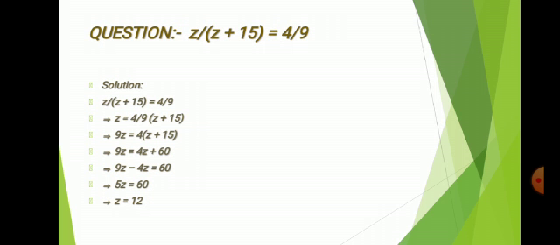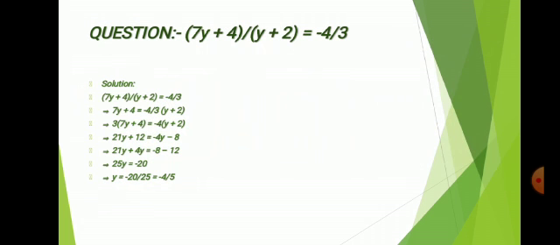Now variable terms on the one side and the constant terms on the right hand side. 9z minus 4z is equal to 60. 5z is equal to 60. Now z is equal to 60 upon 5. Now 5 ones are 5, 5 twelves are 60. The value of the variable z is equal to 12.